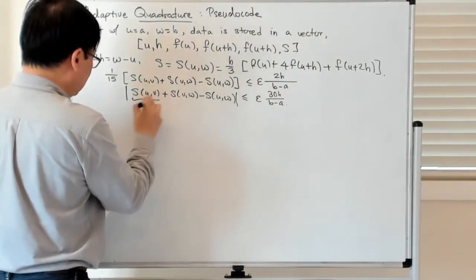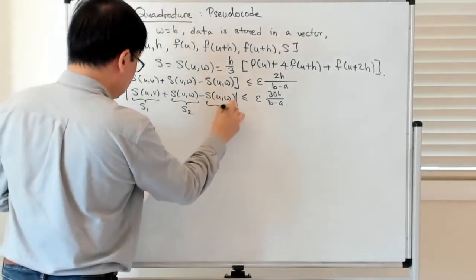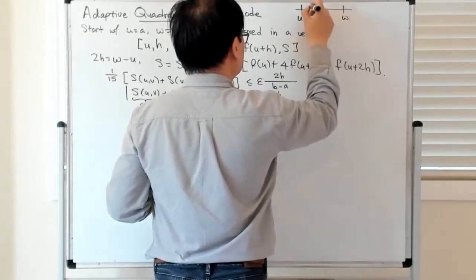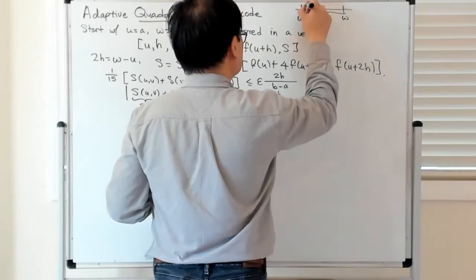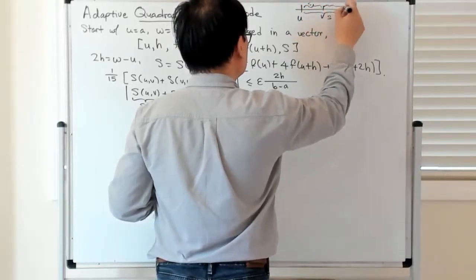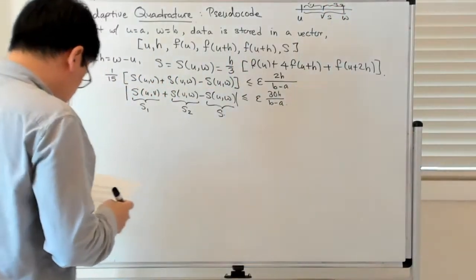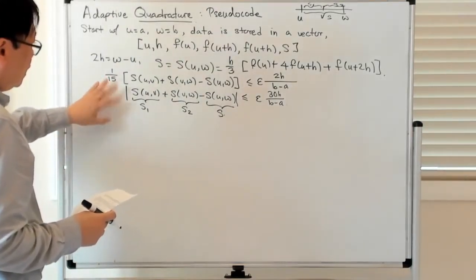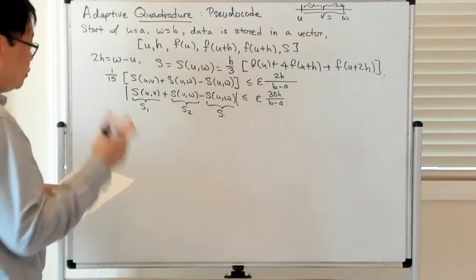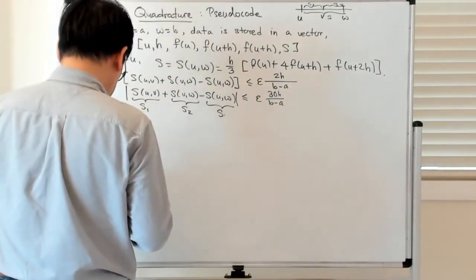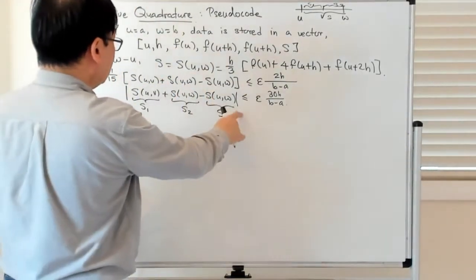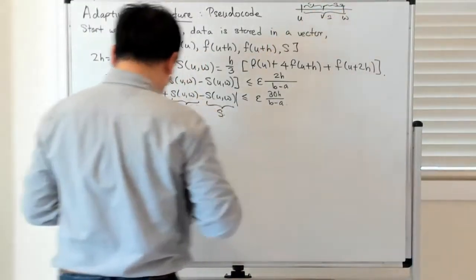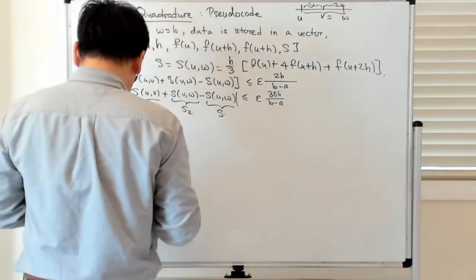This first term I'm going to call S1, this is going to be S2, and this is what I'm going to call S. So you have an interval u, v, w. The Simpson's approximation over the entire thing is S, over the first subinterval is S1, and over the second subinterval is S2. If the inequality holds, then you keep it, and if not, then you do a subdivision. If the inequality doesn't hold, you replace this vector with 2 additional vectors which contain the information for each of the subintervals. So that's the basic idea behind what's going on.